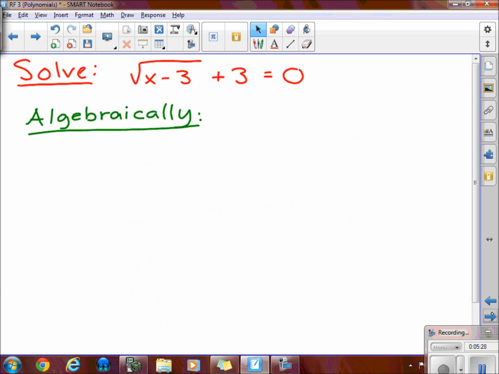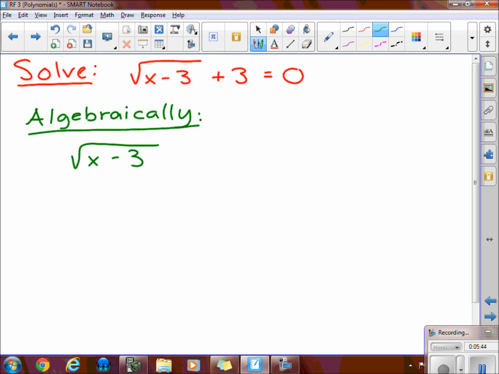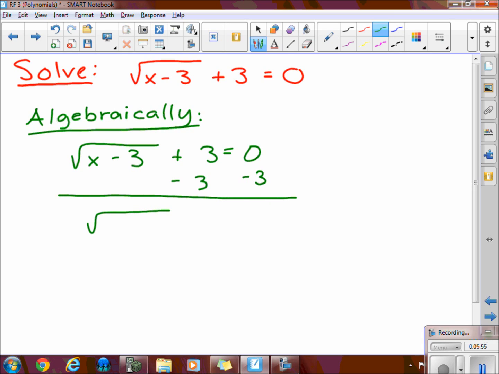So let's look at a similar example now. We've got the root of x minus 3 plus 3 equals 0. We're going to solve it algebraically. We'll start by rewriting the equation to start our work. We want to isolate the radical stuff, the root of x minus 3, so we're going to take a 3 away from both sides. And we can see the root of x minus 3 should now equal negative 3.